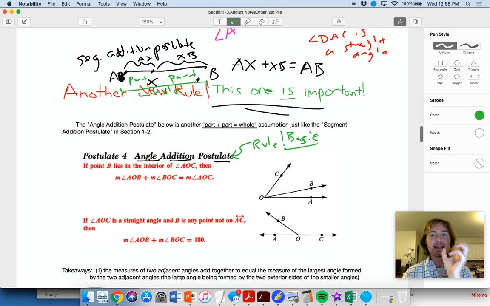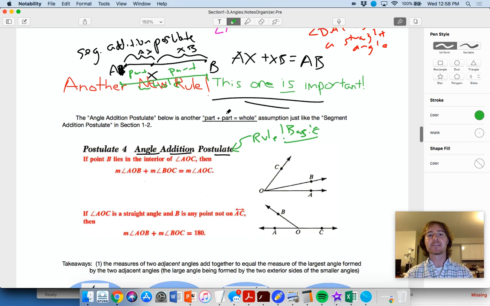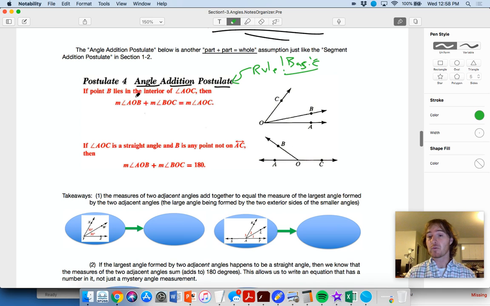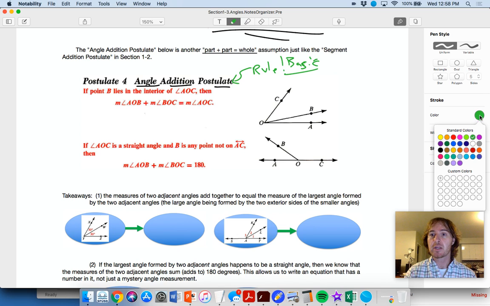Okay, so it's just something that needs to be established as a rule that we're all allowed to do because it's so incredibly obvious. It's got to work that way. Okay, so that's sort of this postulate here. This is going to be the same thing here. So I'm not even really going to read this one, but I want you to get the idea that this is part plus part equals whole.